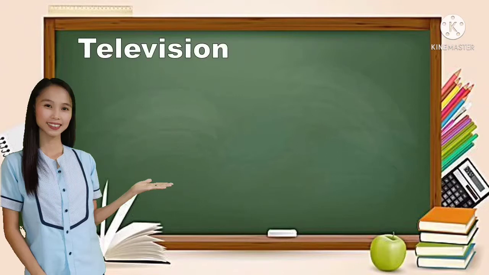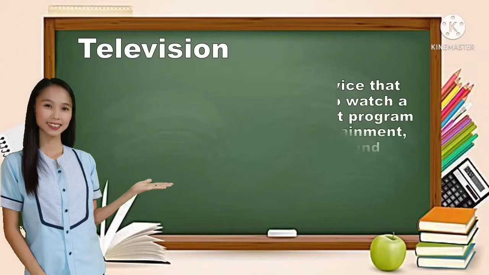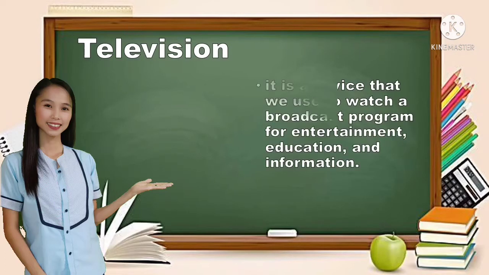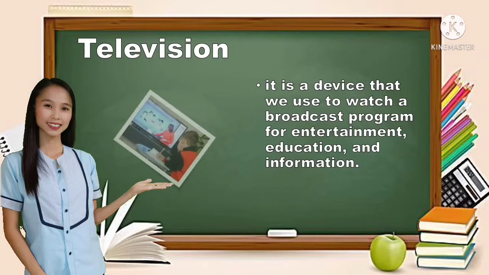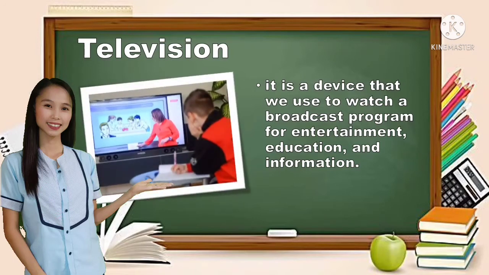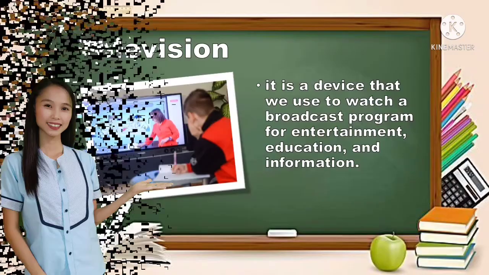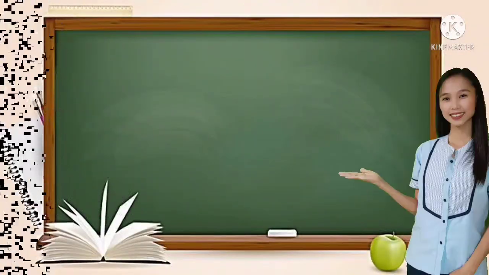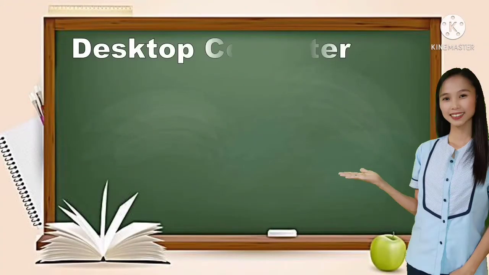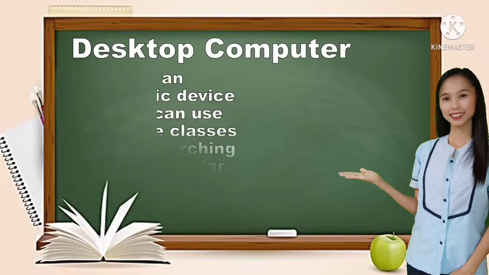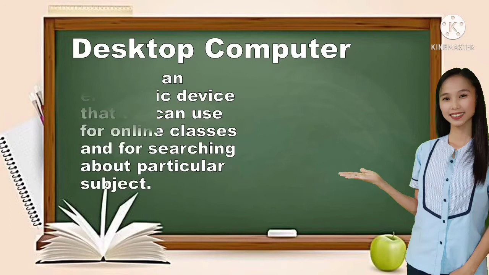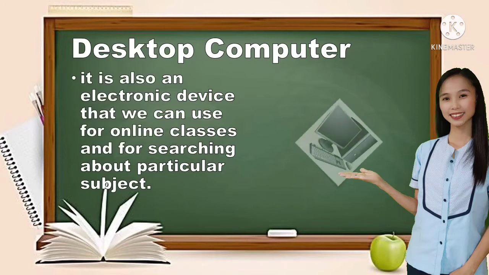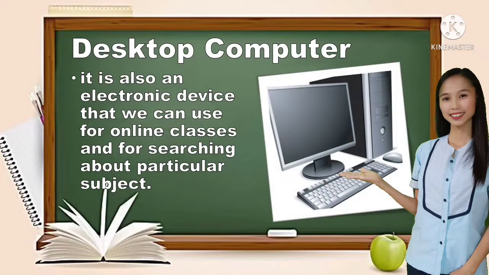Next one is the television. It is a device that we use to watch a broadcast program for entertainment, education, and information. A desktop computer, it is also an electronic device that we can use for online classes and for searching about a particular subject. It has a large storage of files and documents.